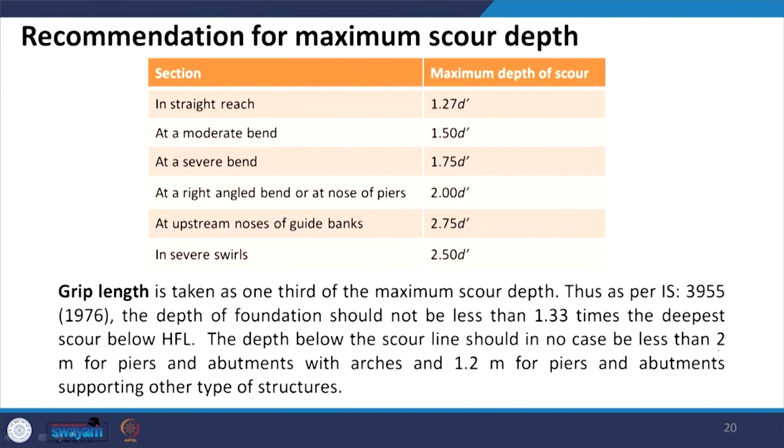Now, the issue is the depth below the scour, which is basically the grip length. Grip length is normally 1/3 of the depth of the scour, but it is not necessary. But the minimum guideline says that this grip length should be minimum 2 meter for piers and abutments with arches. Otherwise, it can be 1.2 meter for piers and abutments supporting other types of structure. So, depending on which category you fall in, you can select either 1.2 or 2 meter.